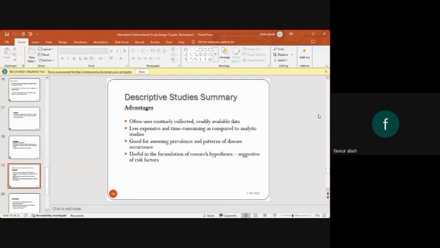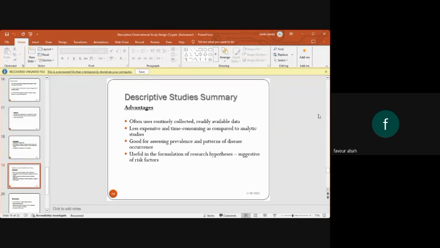It's useful in the formulation of research hypotheses. There is no other kind of study design that formulates hypotheses; with the others, you will be testing your hypothesis. From a descriptive study, you generate or formulate a hypothesis, and it is suggestive of a risk factor or exposure. Emphasis on suggestive, because when you analyze your data from descriptive research, you begin to see which risk factor or exposure is common among these cancer patients.